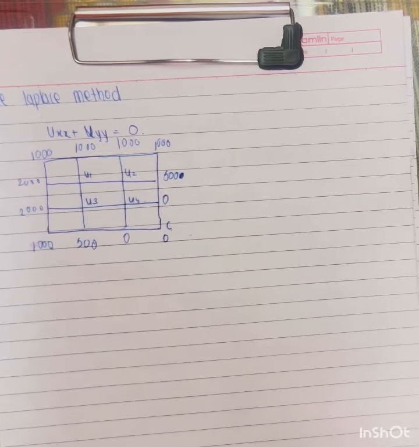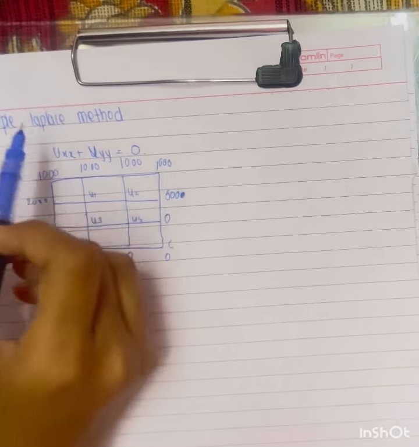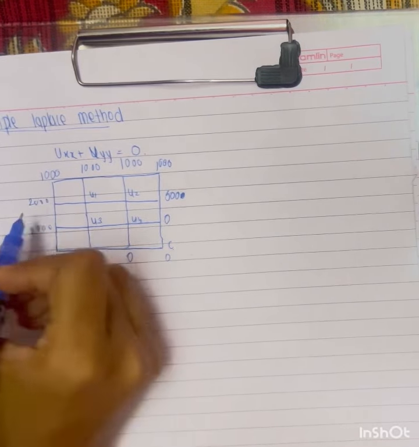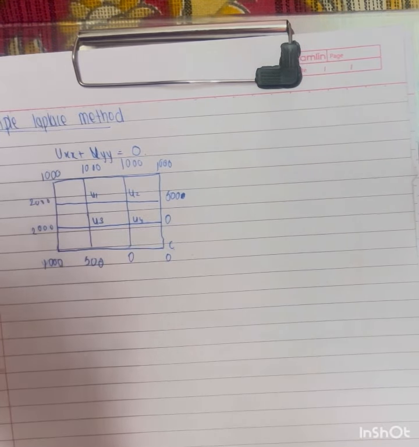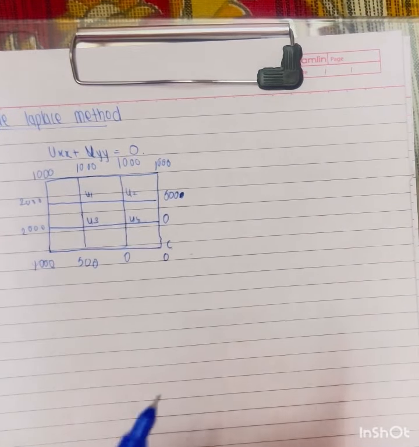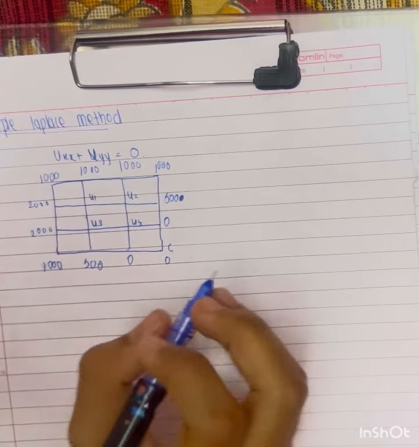So we are almost towards the end of the video. This is the simple Laplace method. In the simple Laplace method, you are given a mesh, and in the book they have given LR, LB, LC, whatever. I have a very easy concept of this.